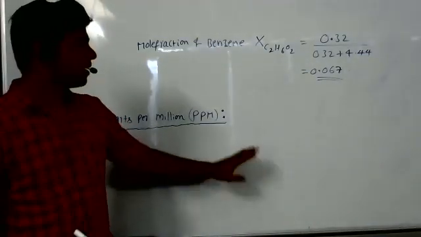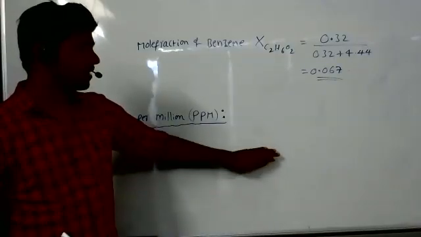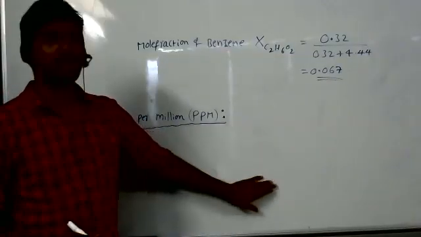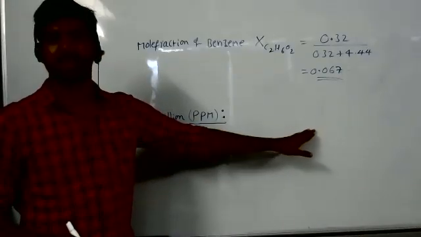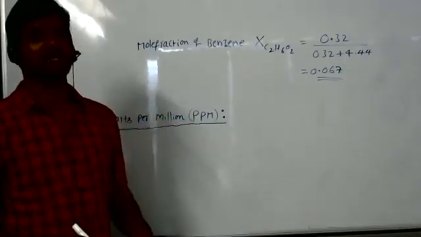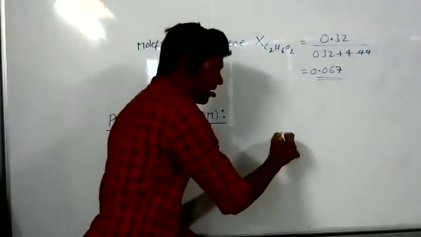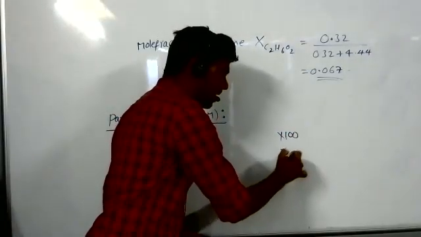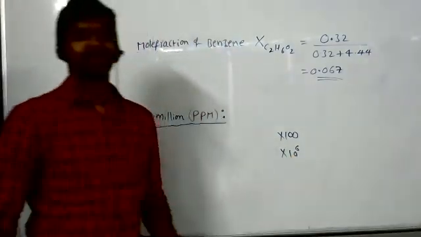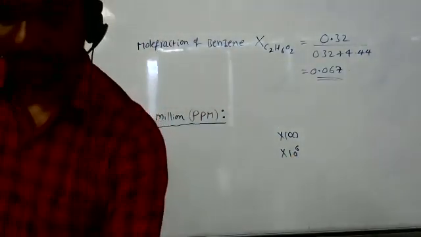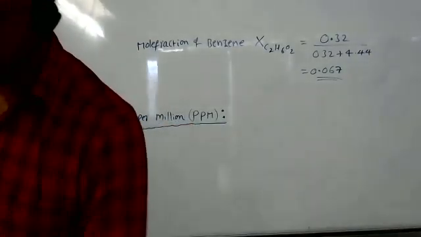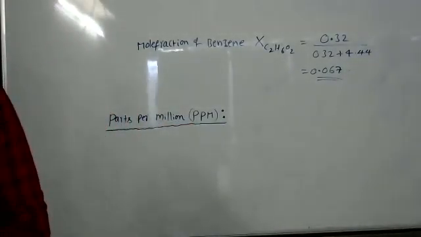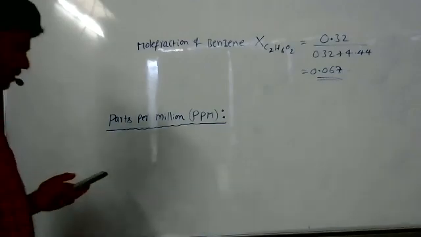So the formula is: the mass of the impure substance divided by the total mass of the substance, into 10 power 6, since we are taking it in millions. In percentages, we multiply by 100, but in ppm, we multiply by 10 power 6, that is, 10 lakh.